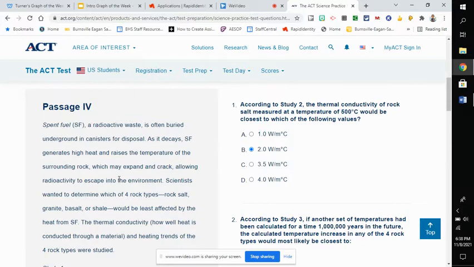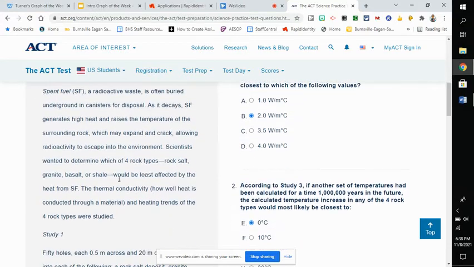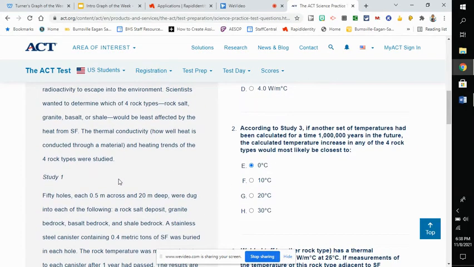As it decays, spent fuel generates high heat and raises the temperature of the surrounding rock, which may expand and crack, allowing radioactivity to escape into the environment. Scientists wanted to determine which of four rock types, rock salt, granite, basalt, or shale, would be least affected by the heat from spent fuel. The thermal conductivity, how well heat is conducted through a material, and heating trends of the four rock types were studied.